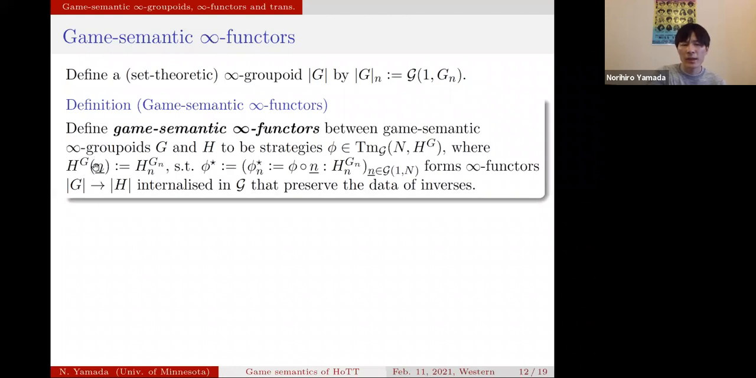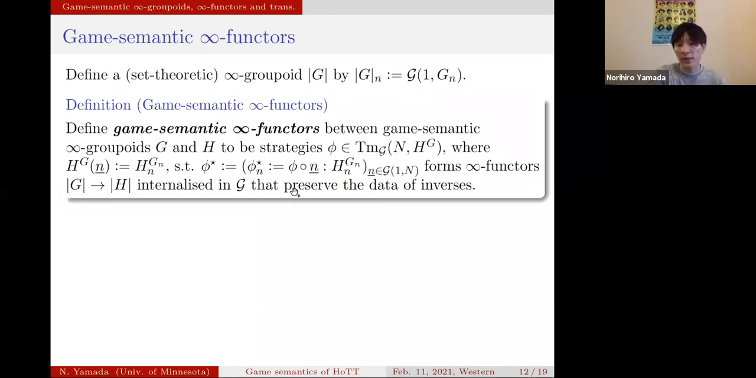So for every numeral n, which is a global element of this natural number object, it is given by this one. Namely, the exponential object from game Gn to Hn, such that phi star, which is a family given by the composition of phi and numeral n, is a strategy from Gn to Hn, because phi is of this form. So the idea here is that each component of this family serves as an internalization of each component of an infinity functor. So indeed, this should form infinity functors between the underlying ordinary infinity groupoids, yet internalized in Z.